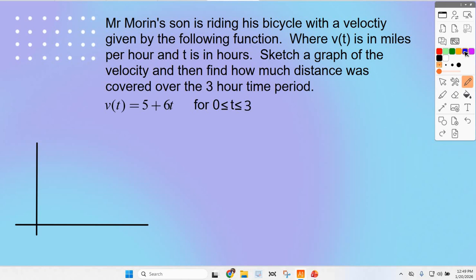Wouldn't it be a... What's the graph of 5 plus 6x look like?